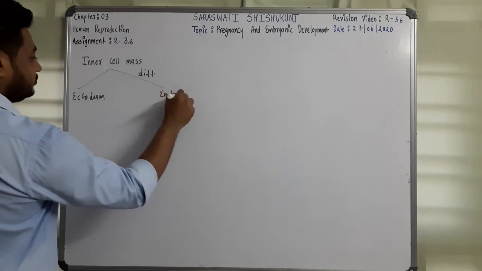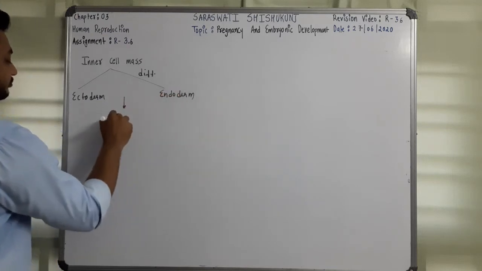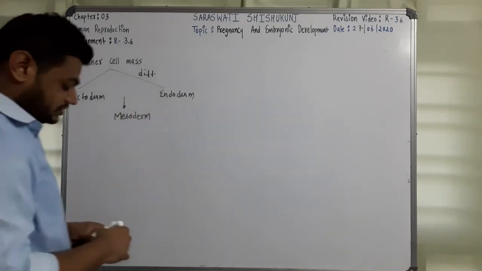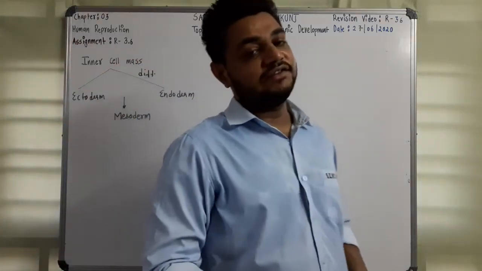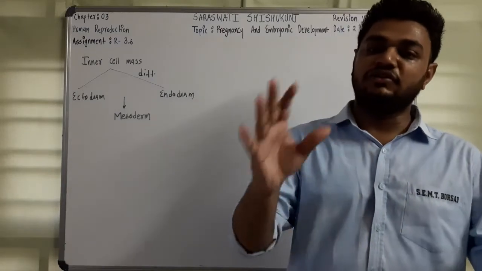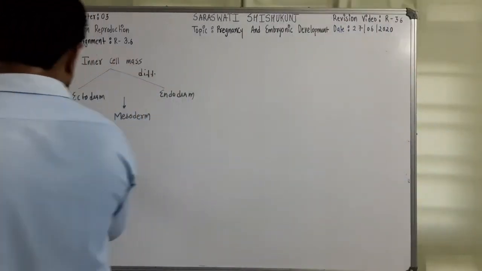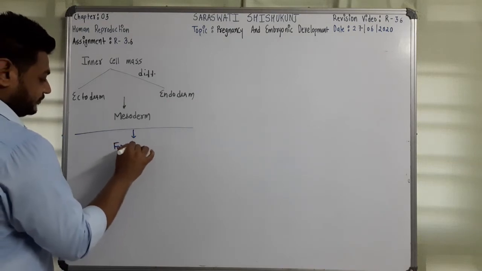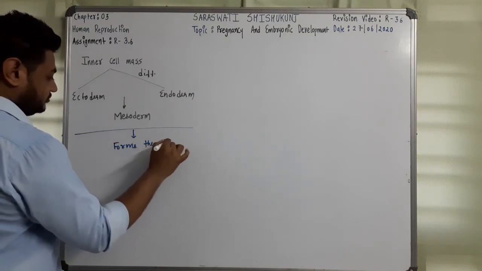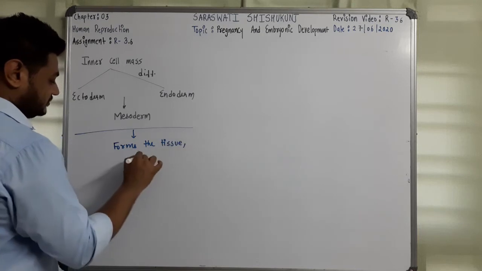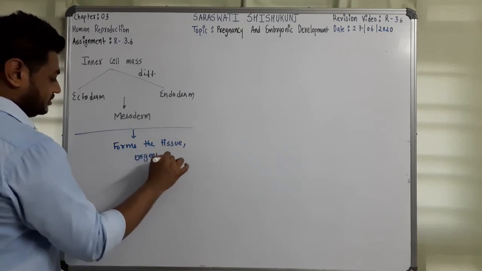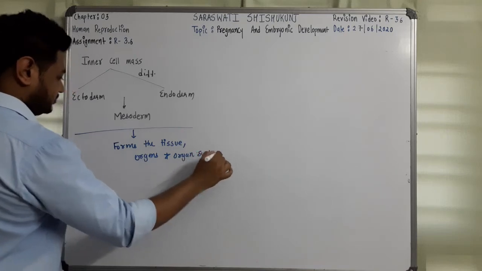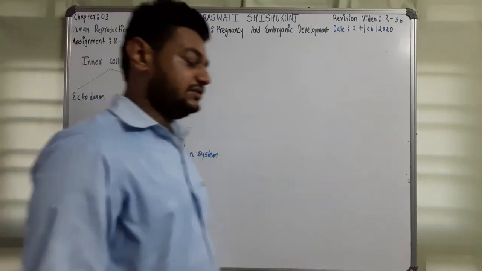Later it also develops mesoderm. Now you must remember that all these three germinal layers are going to form the body. These three germinal layers form the tissues, organs and organ systems of our body. Okay students, now what are the changes?